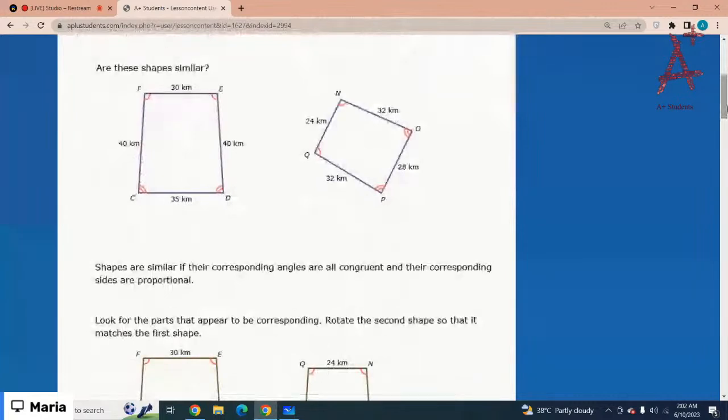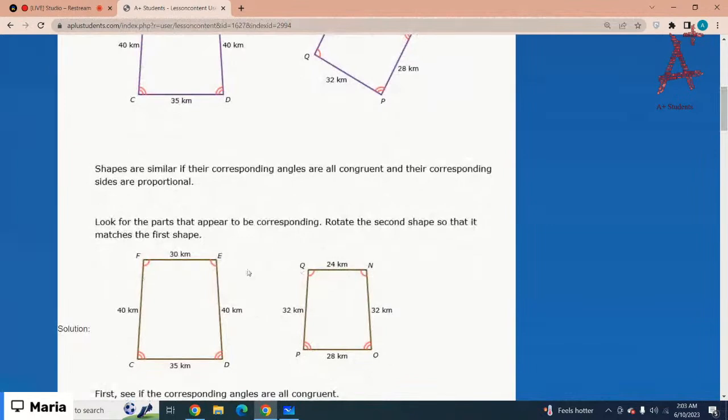Shapes are similar if their corresponding angles are all congruent and their corresponding sides are proportional. Got it? So here is the explanation. If the shapes are similar, that means all their corresponding angles are congruent and their corresponding sides are proportional. So look for the parts that appear to be corresponding. Rotate the shape so that it matches the first shape. So you have to rotate. It would be like this. Got it? So you have to look for the corresponding angles.